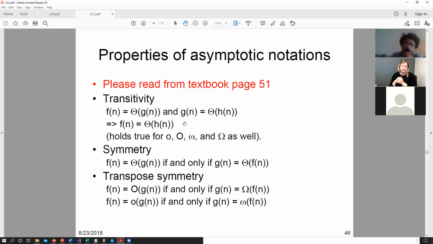So the first thing that we are going to talk about is transitivity. Transitivity means that we have a function f of n, and we claim that it is theta of g of n, and we have the same function g of n, and we claim that it is theta of h of n. That means that f of n is going to be theta of h of n, and that is what we mean by transitivity. This entire property also holds for little o.